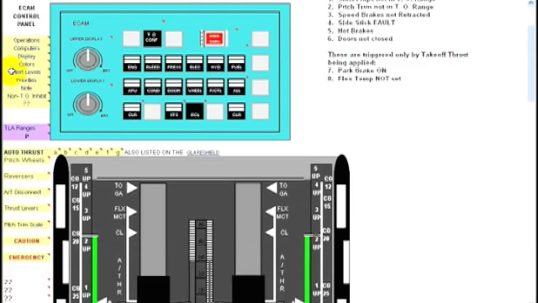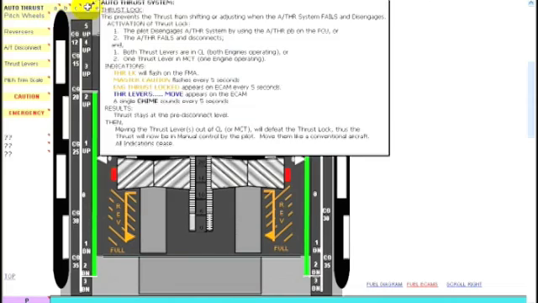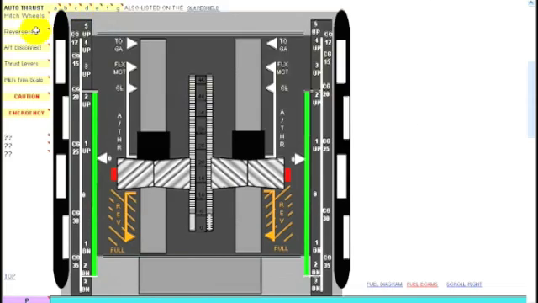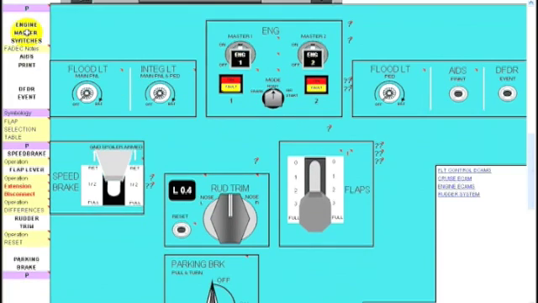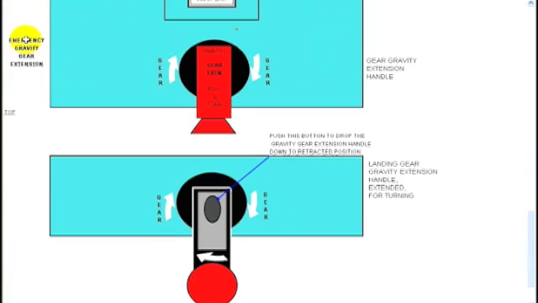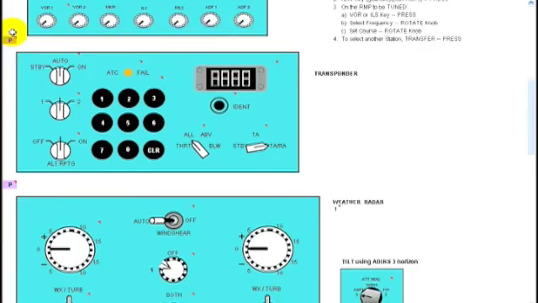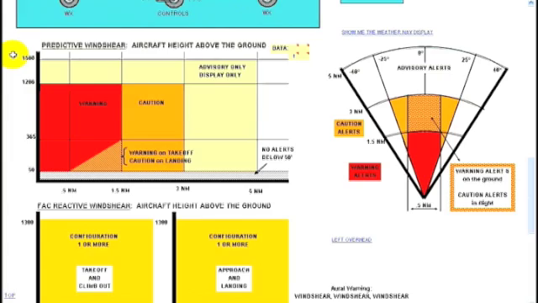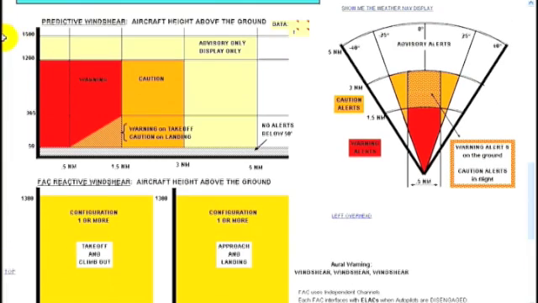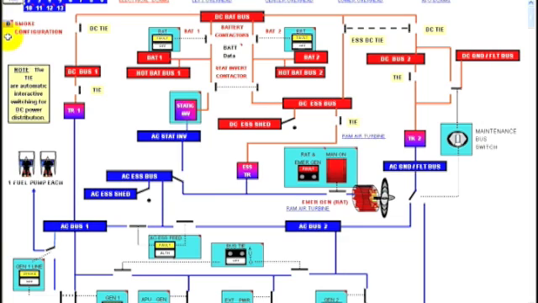Pedestal. Here's the thrust levers, so we re-explain all the auto thrust system. Engine switches and systems, flap slats, speed brakes, spoilers, etc. Control heads for communication, navigation, TCAS, weather, predictive wind shear, reactive wind shear, envelopes and differences. Electrical schematics.